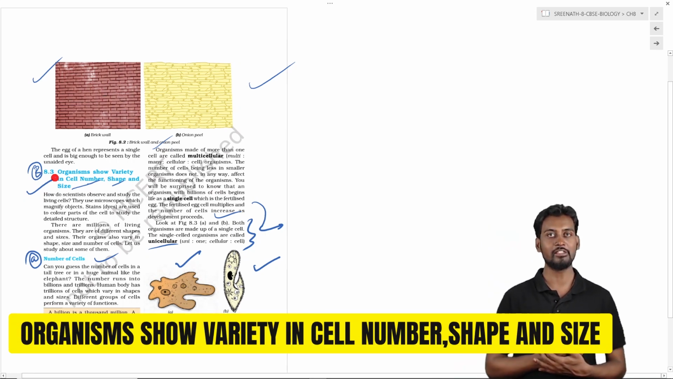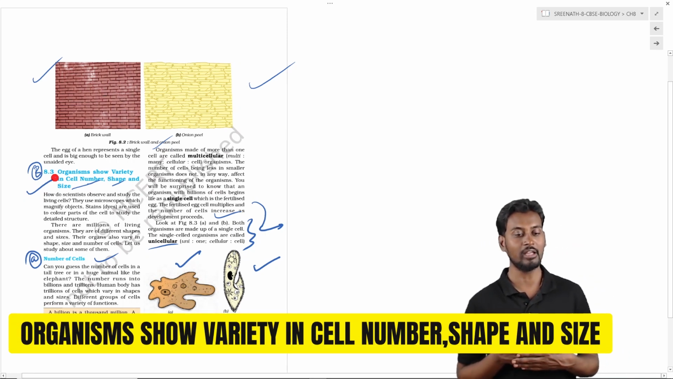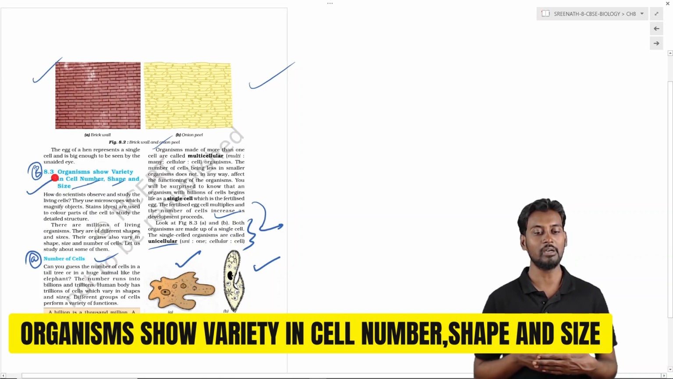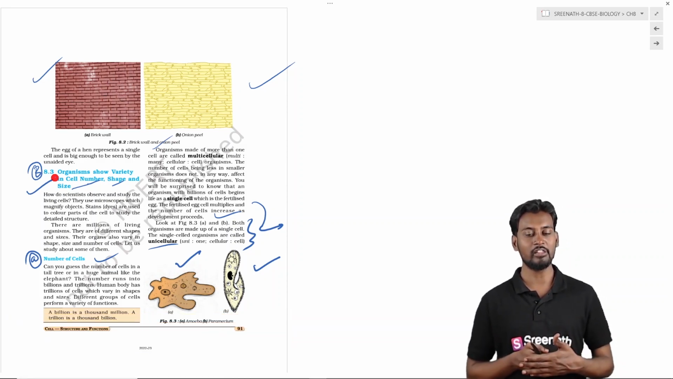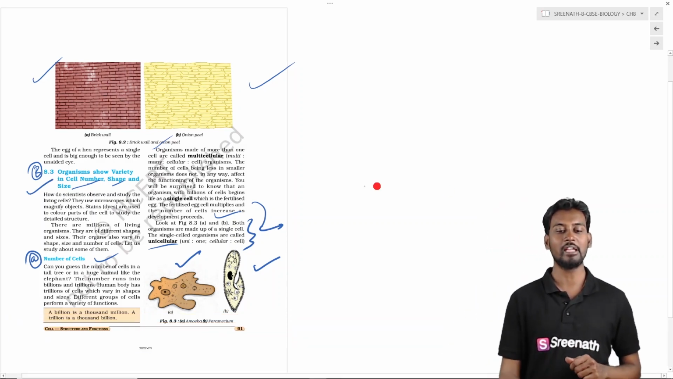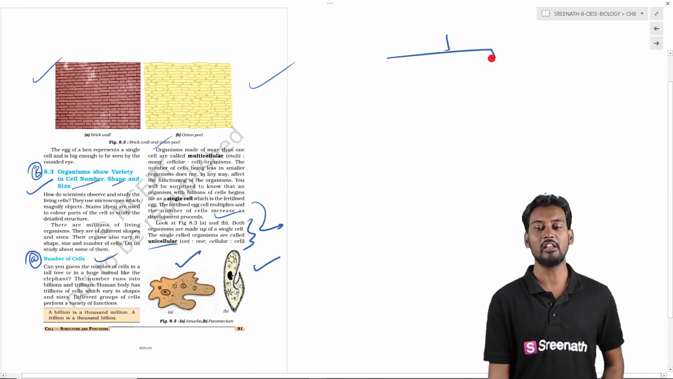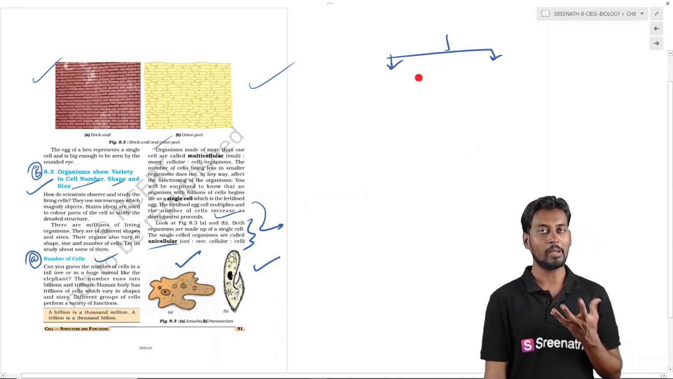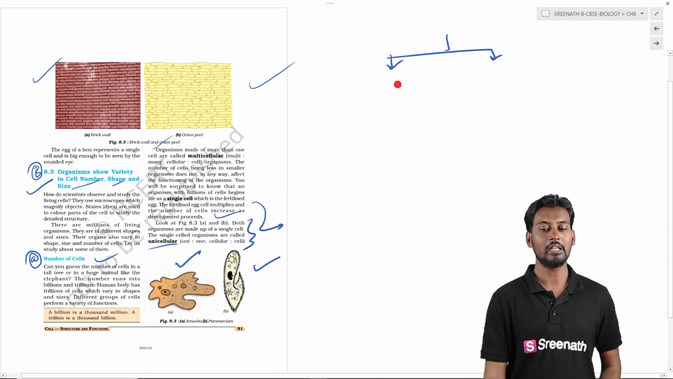In the third topic we will be discussing organisms which show differences in cell number, shape and size. If cells appear in multiple numbers, then the organisms are multicellular.